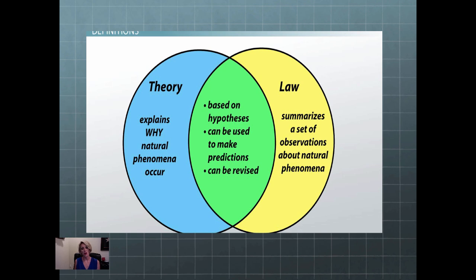Now, a law is a set of observed natural phenomena that happen the same way over and over. It doesn't explain why something happens. It just says that it happens this way every time. For example, the law of gravity. If you drop something, it's going to fall to the ground because that's what happens every single time. It doesn't explain why it's occurring. It just says that this is what's going to happen.